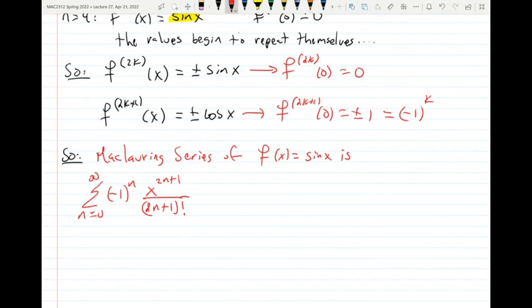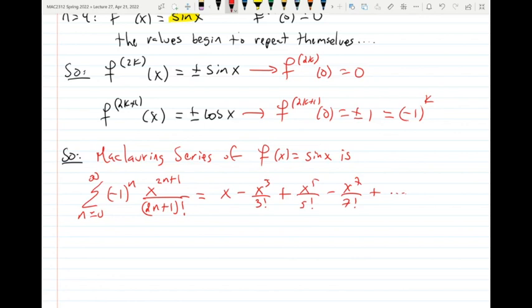Okay, so the only coefficients that survive are the 2k plus 1, and those are equal to negative 1 to the k, which in this case I'm calling n, okay? And you have x to the 2n plus 1, so that's the odd power, and then this is the n factorial in the formula, which in this case is only the odd one, so that's why it's 2n plus 1. So in other words, this is equal to x minus x cubed over 3 factorial plus x to the 5 over 5 factorial minus x to the 7 over 7 factorial, and so on.